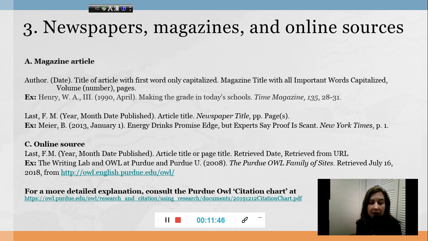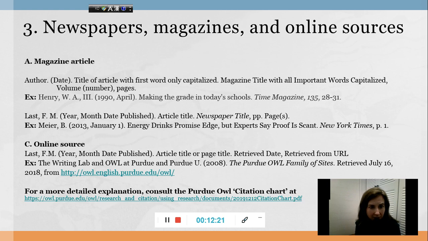And he has 1990 April. Since it's a magazine, it might be a monthly magazine. Okay, and we have the name, Making the Grade in Today's Schools, and Time Magazine, 135. Or I'm sorry, that's the volume number, and the page numbers, 28 to 31. Okay, and then we have another one here.